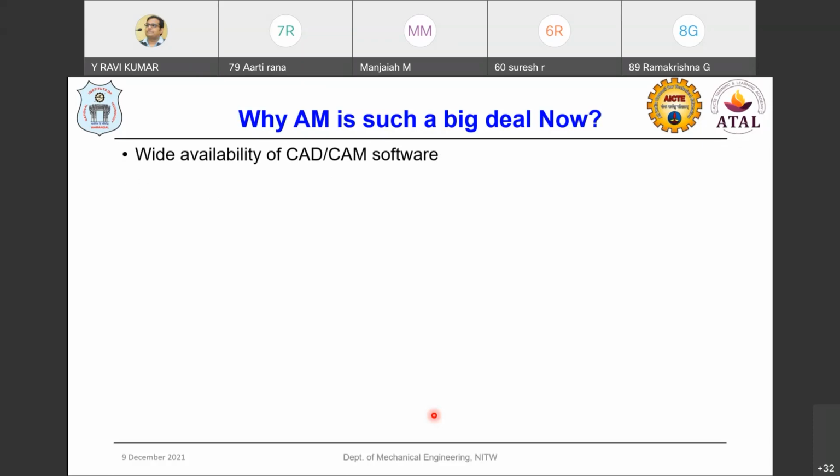Why? Because we have wide availability of CAD and CAM software. We have freedom to design whatever we want to functionalize, which can be easily designed or modeled because of the free availability of modeling and CAD software, and the improvements and developments in automation and component technologies.